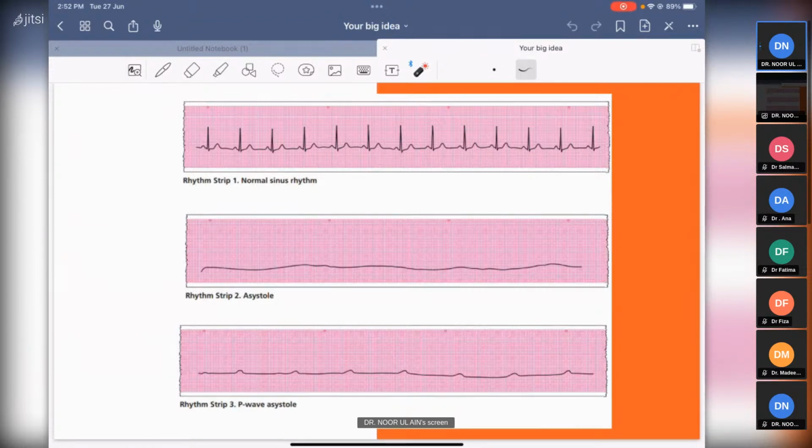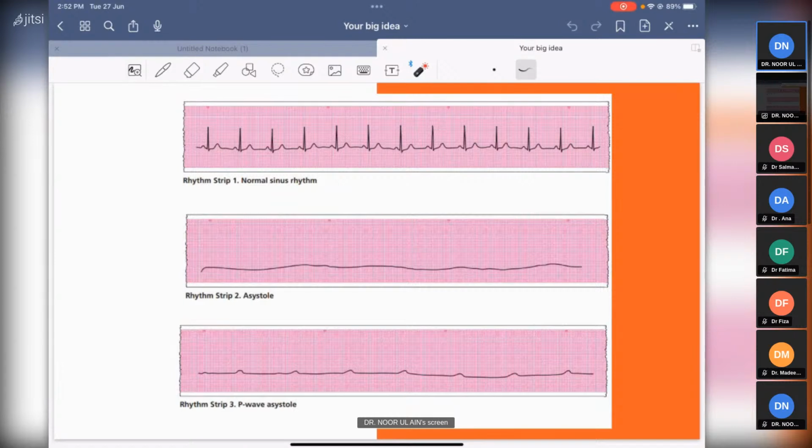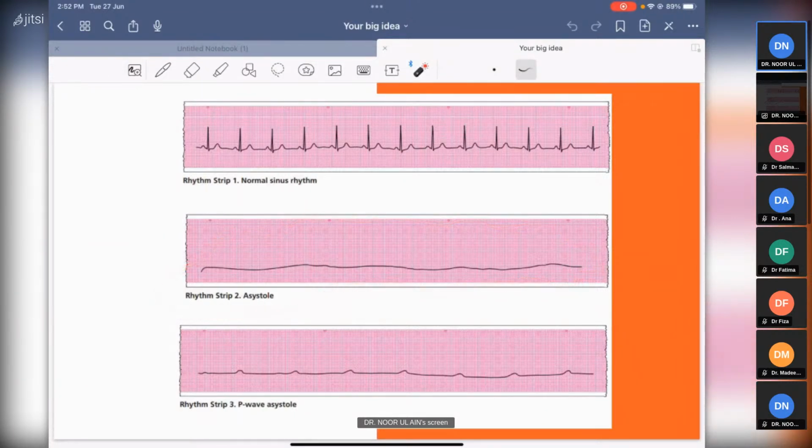You know that everything is right, there is no tracing coming at all, so probably the patient is in asystole, right? And this solves the first scenario, which is asystole. And this means asystole literally means that the patient is dead. Okay. So if this is what you're finding, this means that you've lost the patient.